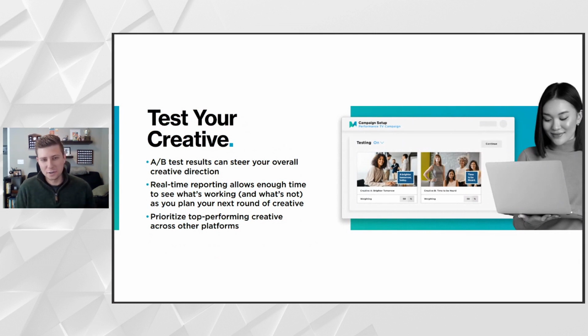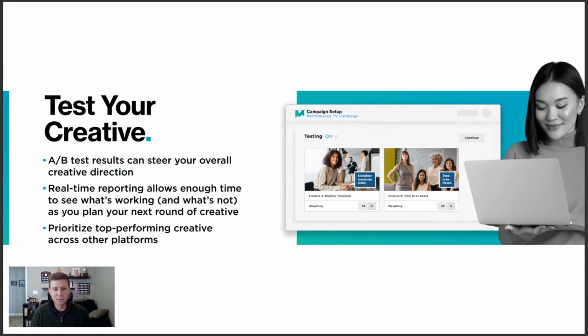As I mentioned, testing your creative is incredibly vital as well. And the A/B testing couldn't be easier within the Mountain platform. On the right-hand side there, you'll see creative A on the left, creative B on the right. It really is as easy as just adjusting that weighting percentage underneath each of the creative versions. So if you want to run an A/B test, you upload your two versions, you set creative A as 50%, creative B as 50%, and your test is live. You're running an A/B test.